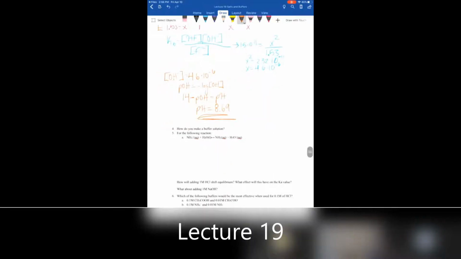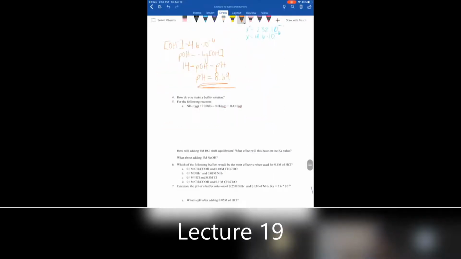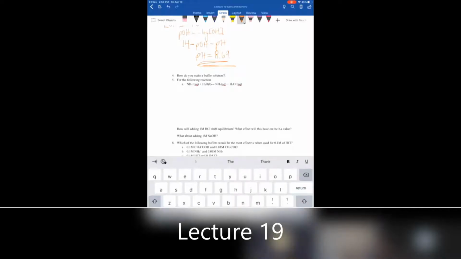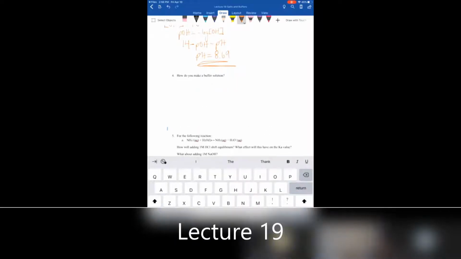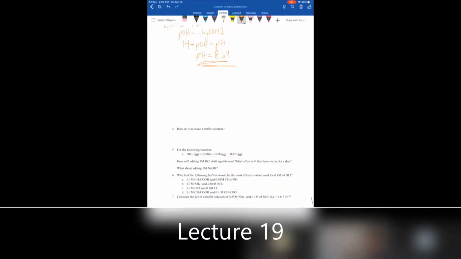How do you make a buffer solution? What is required? You need a base plus an acid and then 2 H2O.